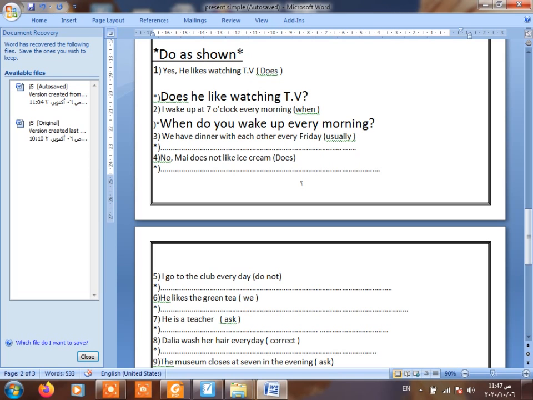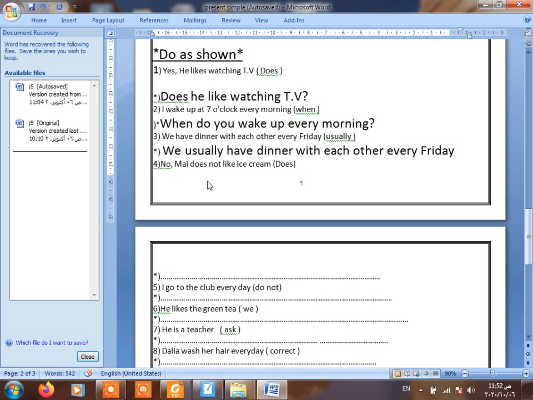Every morning. Number 3, we have dinner with each other every Friday. So he asks me to use usually. So I use usually or always or often, these keywords, before the main verb. We have dinner, so with the main verb have, it becomes: we usually have dinner with each other every Friday.